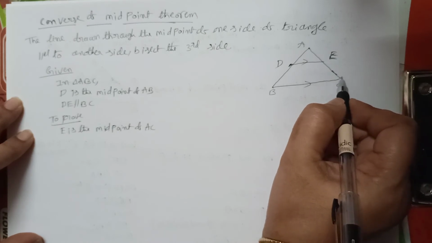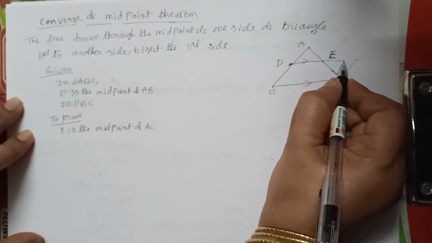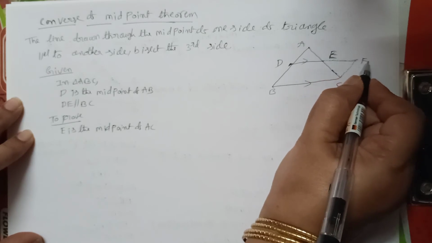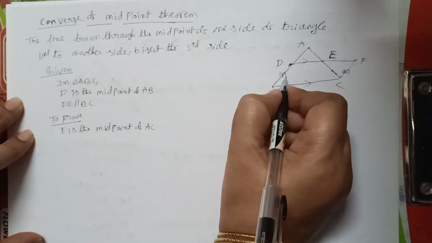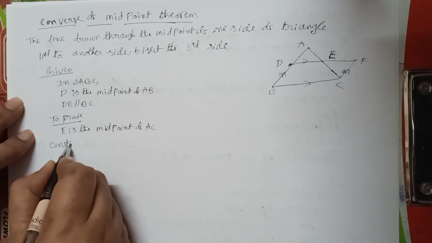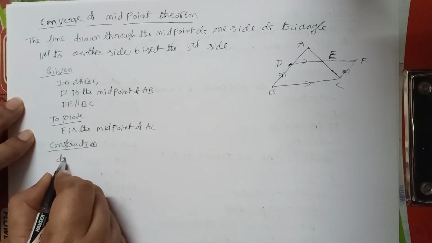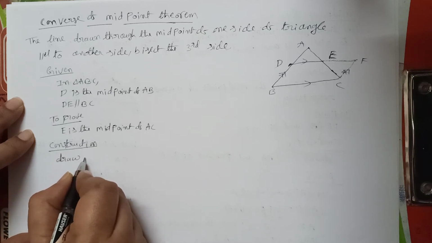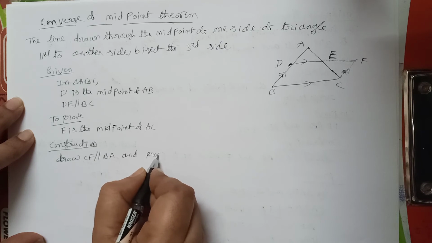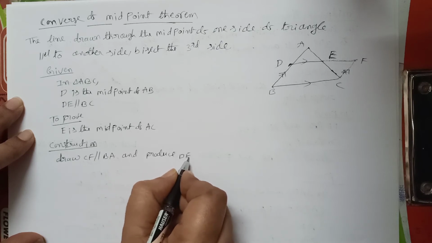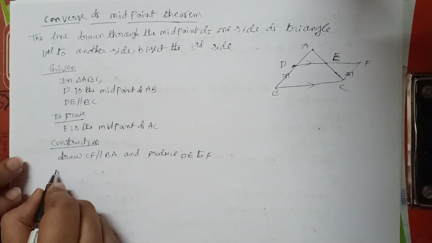Now do some construction. Draw CF parallel to BA and produce DE to F. So the construction: draw CF parallel to BA and produce DE to F. Now come to the proof.